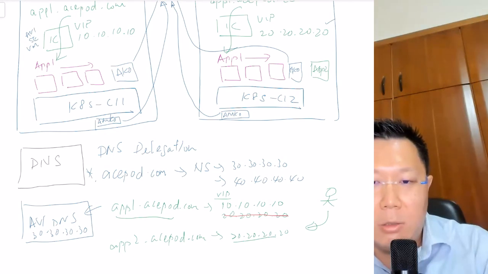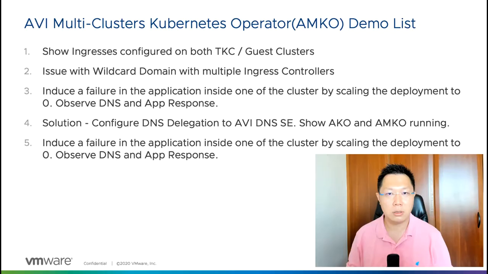So let's take a look at the demo. All right, so this is the demo. I came up with a list of demos that I would like to show you. I have two Tanzu Kubernetes clusters configured on vSphere with Tanzu. I already have the ingress configured in there, so I'm going to show you first the ingress being configured.